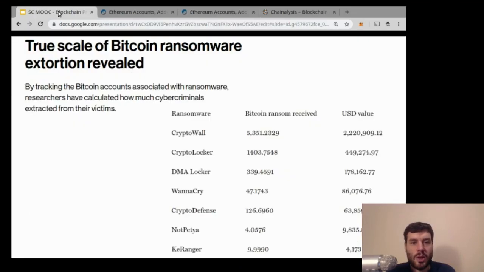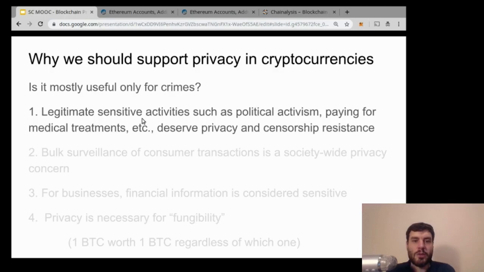Now, from the stories I've just mentioned, you may get the idea that the only topic here about privacy and confidentiality pertains to crime, but it's actually important to talk about privacy as an important desired goal. Cryptocurrencies aren't just useful for crimes, and there are a lot of legitimate activities for which we may really care about confidentiality and privacy about the actions that take place.